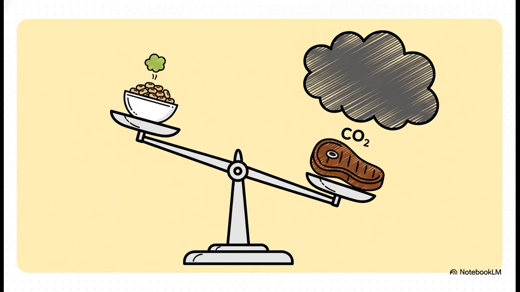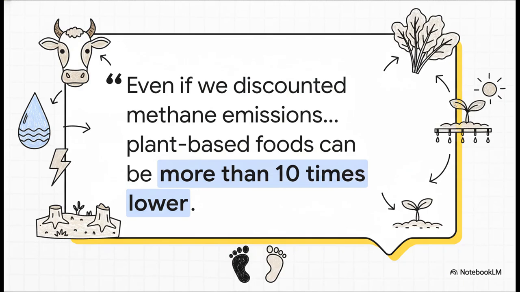So the crucial point here is that the type of food we choose to eat can have a difference of 50 times in its climate impact. 50 times. And you might be thinking, oh, this is all just about methane from livestock, but it's not. And the source material makes this critical point. Even if you completely ignore methane, the land use, the water, the energy required for many animal products gives them a footprint that is often more than 10 times higher than plant-based alternatives.